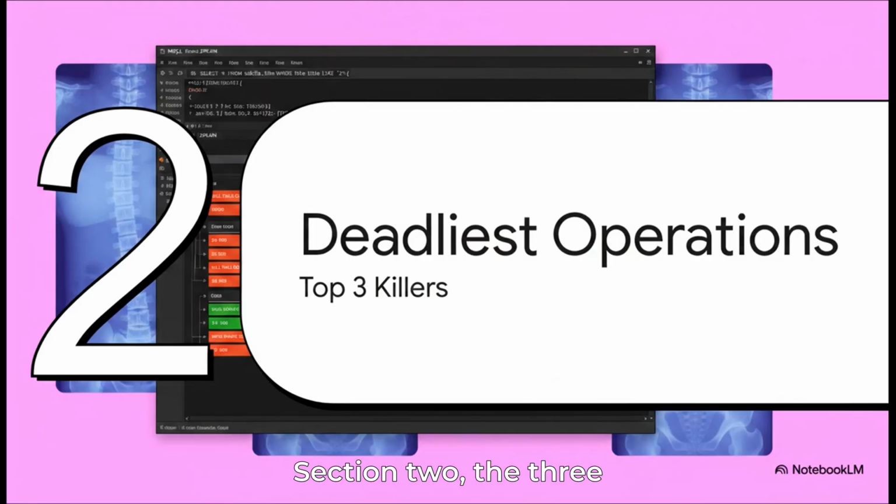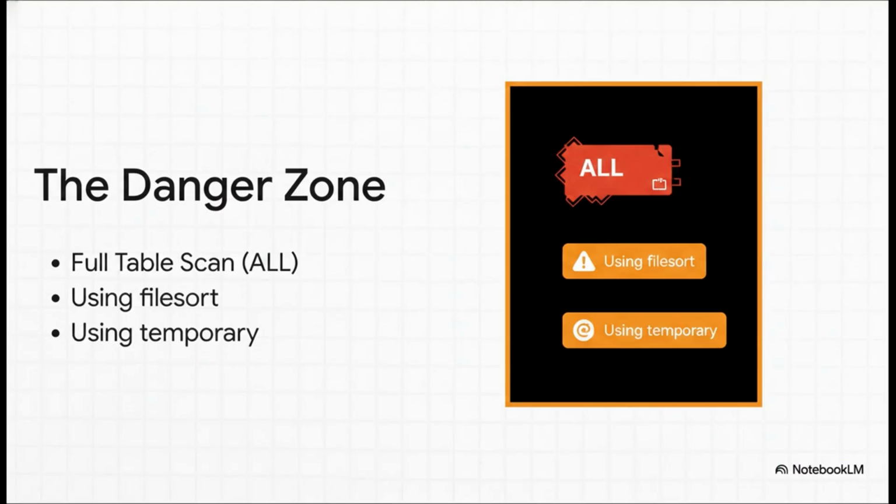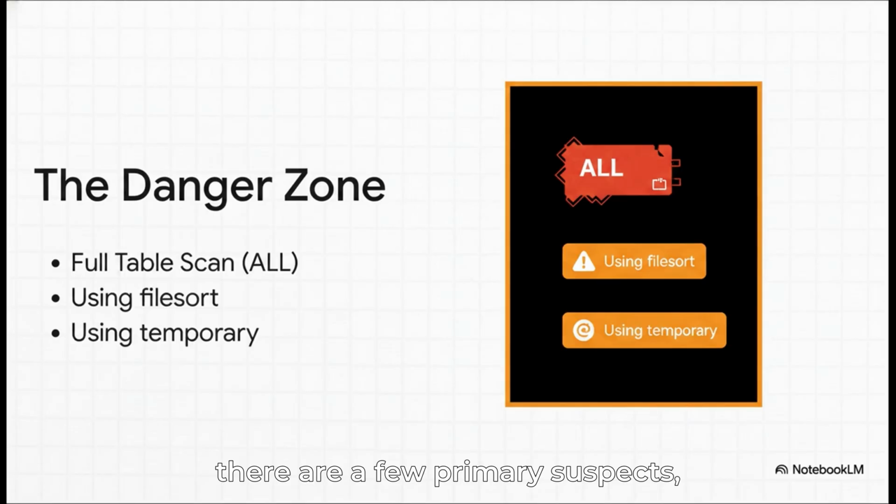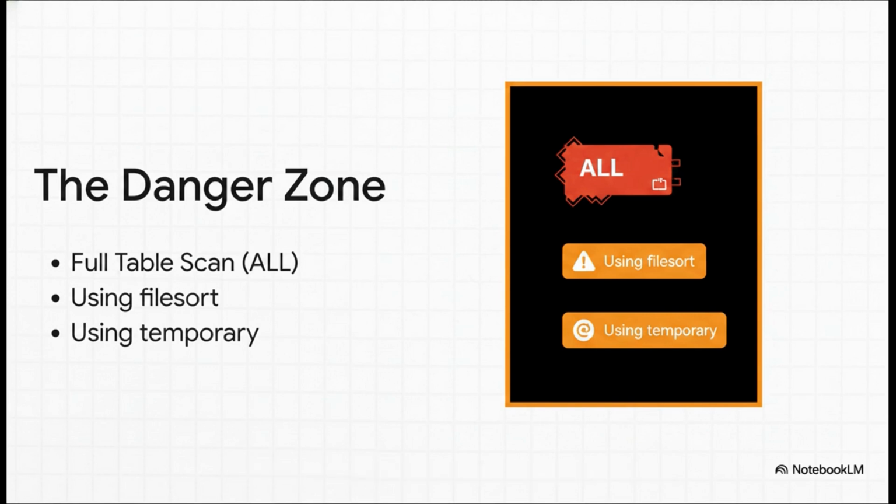Section 2. The 3 deadliest operations. So the crucial point is, when you're diagnosing a sluggish database patient, there are a few primary suspects, specific tumors really, that show up time and time again. These 3 specific operations are the absolute most dangerous suspects. If you see an access type of ALL, or an extra info warning that says Using filesort or Using temporary, your query is doing vastly more work than it ever should be. Let's break down exactly why these are so lethal to your performance.